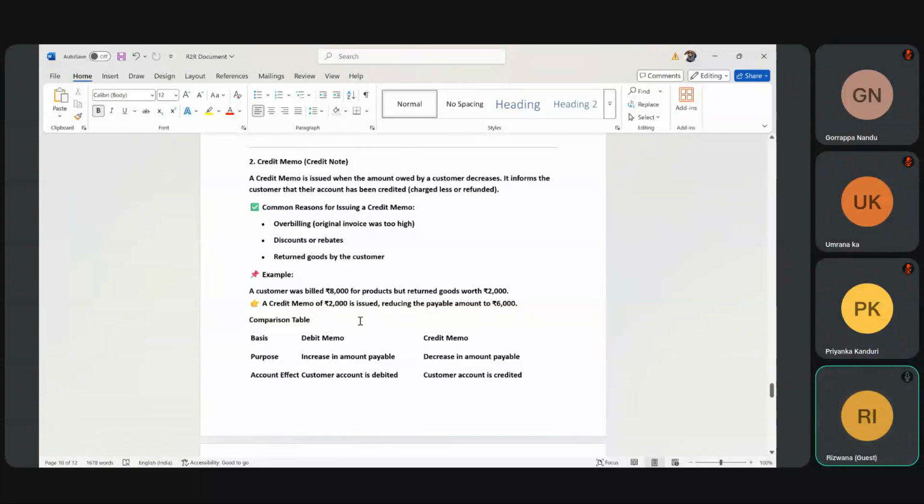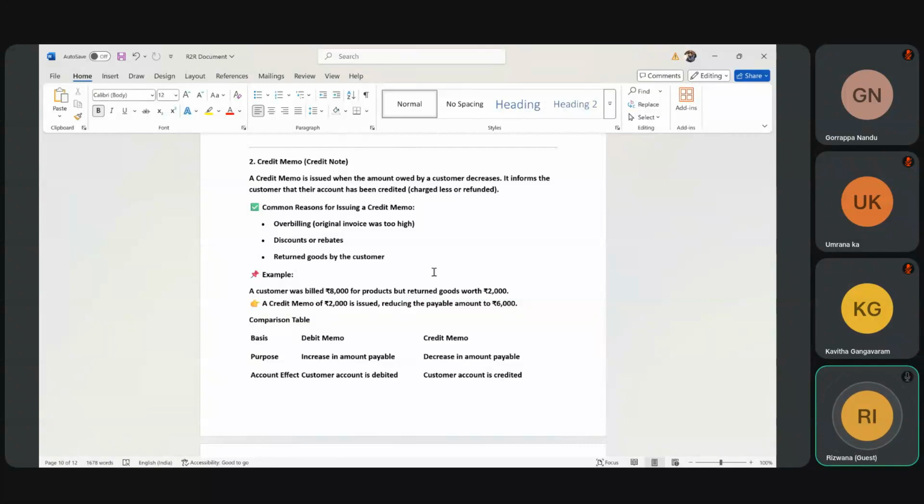So he is only liable to pay 6,000. So a credit memo will be issued for the amount of 6,000. That is nothing but a credit memo, a decrease in the value of the bill issued. Like giving discounts, right, ma'am? Yes, this is like a discount or something.